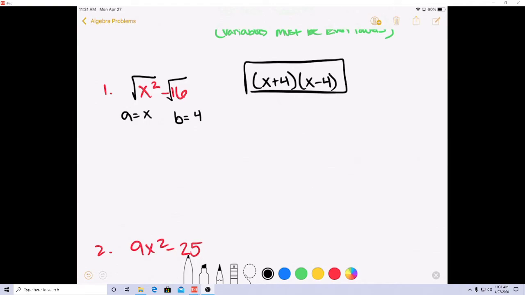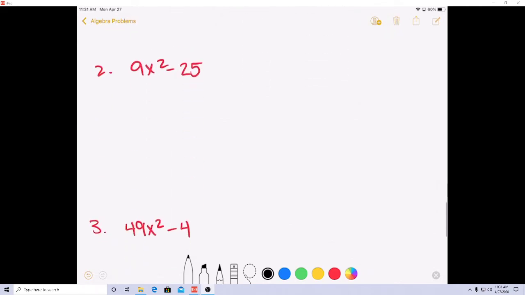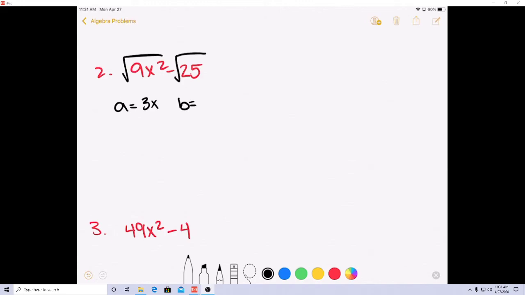Okay, again, you could FOIL that back out to see if you're right. But it would work. Okay, so the next one, same thing. 9's a perfect square, 25's a perfect square, and our x is to the second power, an even power. So we take the square root of the first term. The square root of 9 is 3, and the square root of x squared is x. Then I take the square root of the second term. That's my b value. The square root of 25 is 5.